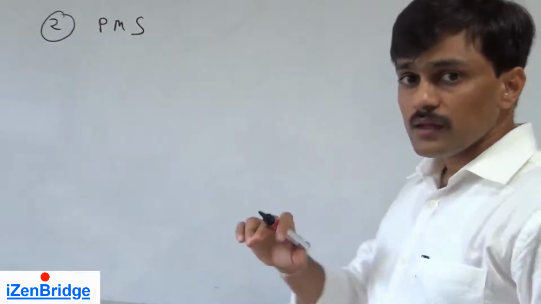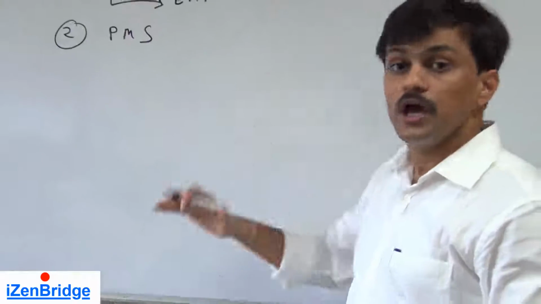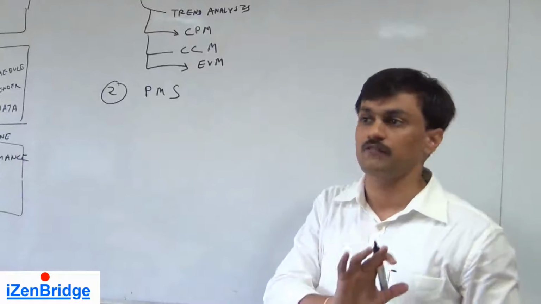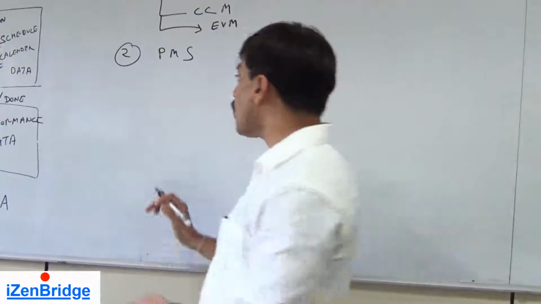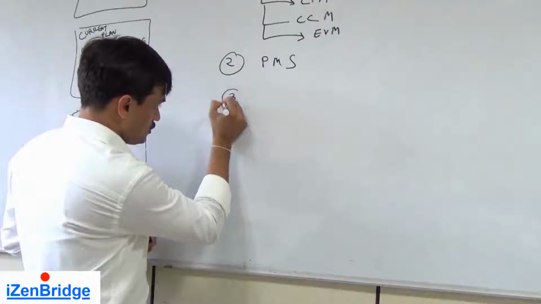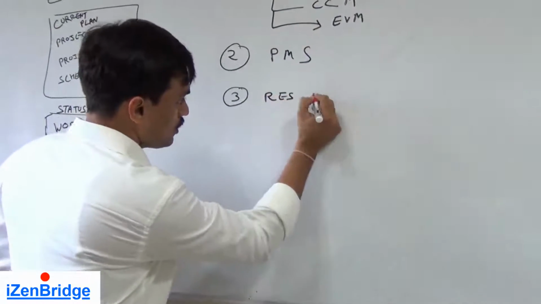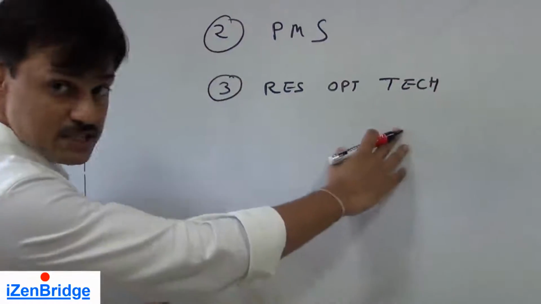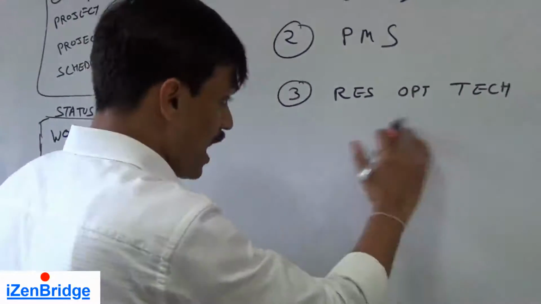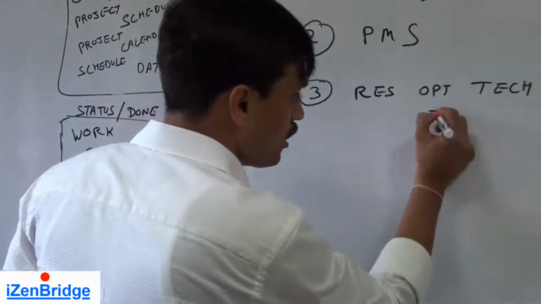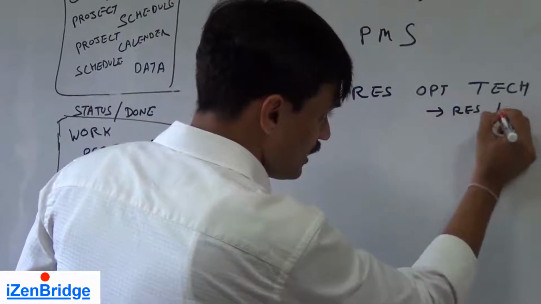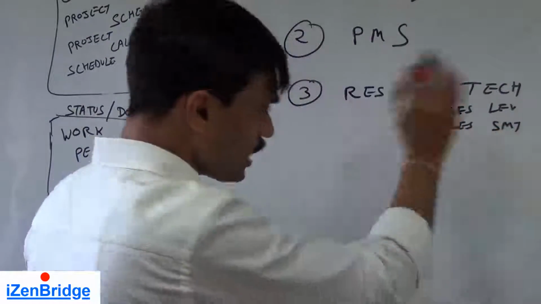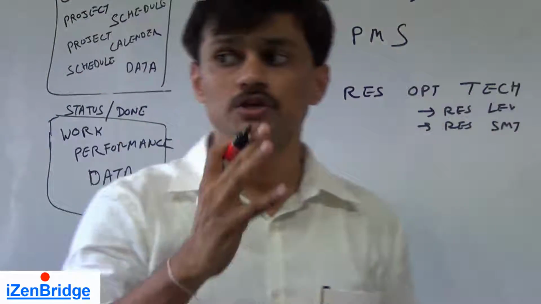Now, the way we did it in develop schedule, here also we need to look into the tools and techniques which we used in develop schedule, like resource optimization technique. The two techniques which we discussed in develop schedule are still valid and relevant for control schedule as well. One was resource leveling and another was resource smoothing. So both are relevant in this particular case also.